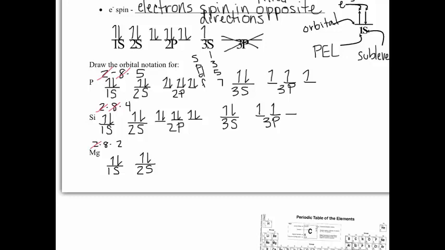But we have 6 more to place. So we move on to P, which has 3 orbitals. 3, 4, 5, 6, 7, 8. Now we've placed all 8 of those. So we move on to the third principal energy level. We start with S, which can hold 2. And that's actually it for magnesium. Hopefully that's enough practice. We'll do some more in class together.